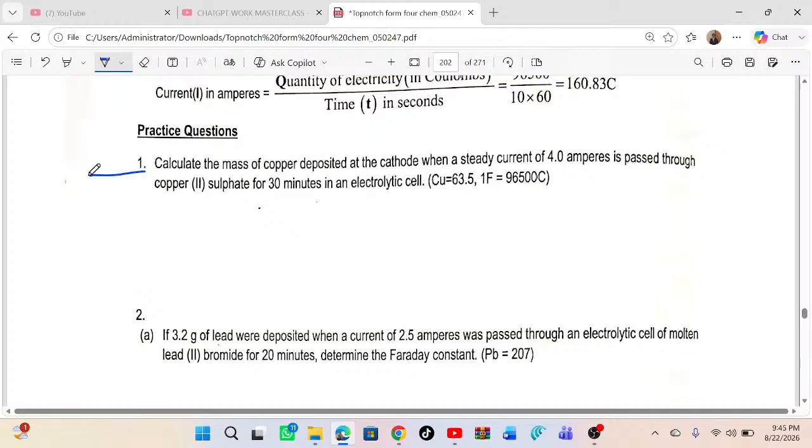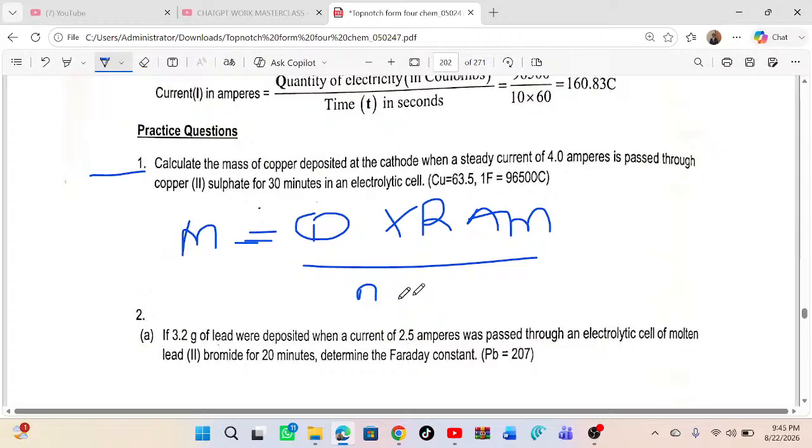Tutafanya hii swali. Calculate the mass of copper deposited at the cathode when a steady current of 4 amperes is passed through a copper sulfate for 30 minutes. So tulikuwa tunajua mass is equals to Q times RAM over N times F. So kila kitu tumepewa saizi hapa. So tunaanza na Q. Do you have the Q? No, but you can get the Q. Q is equals to IT.